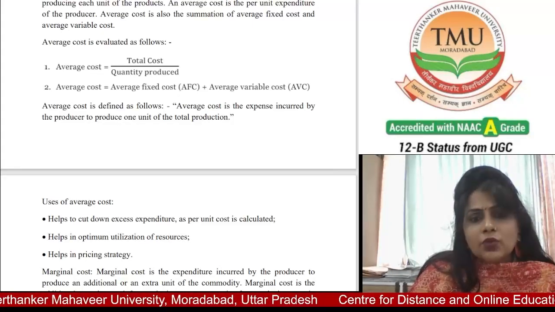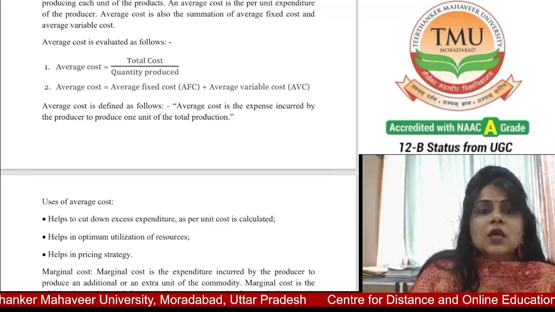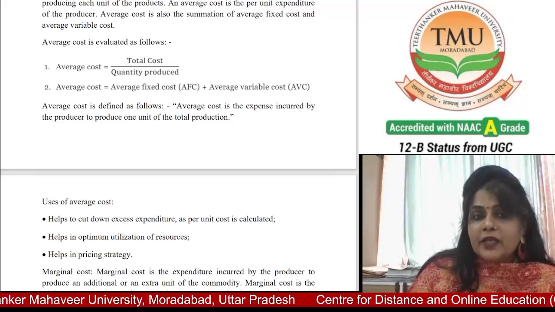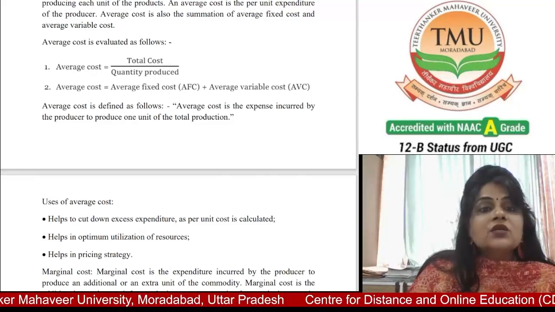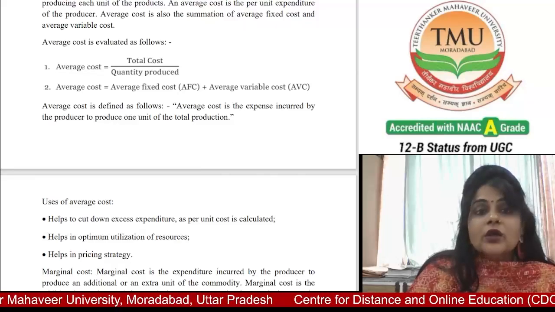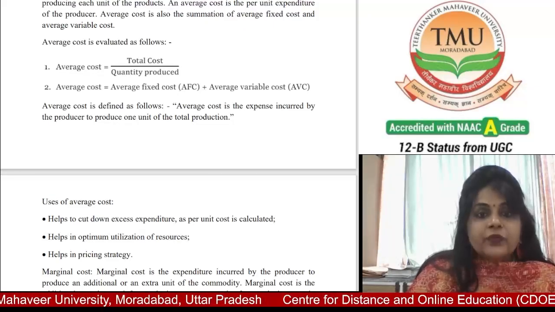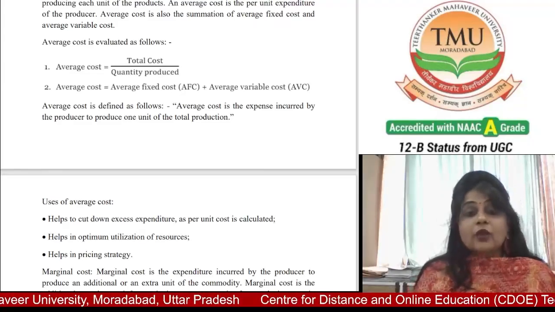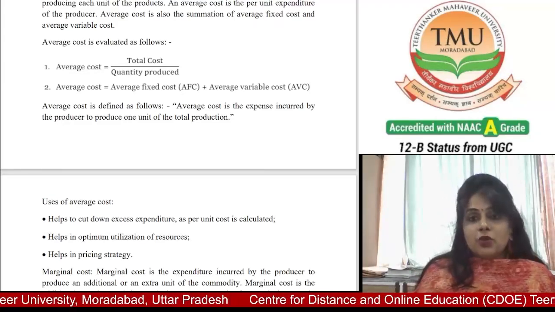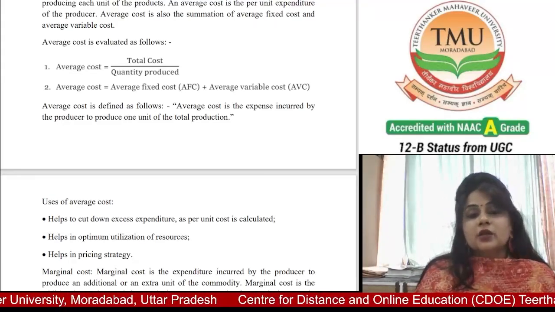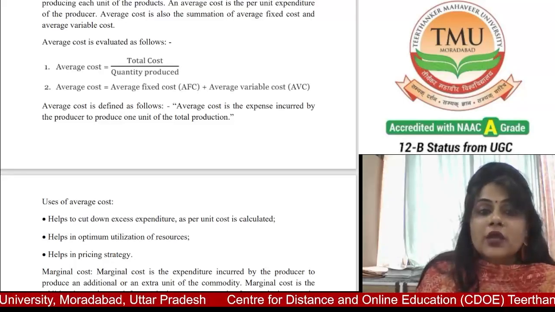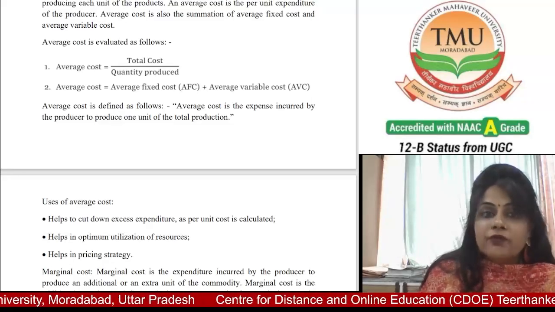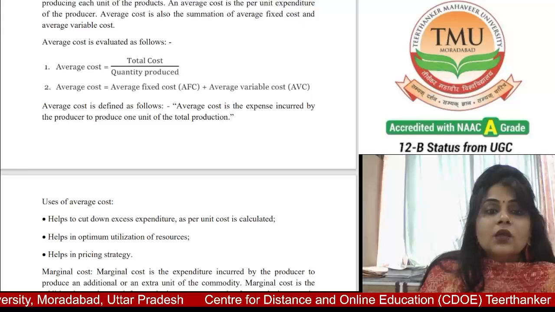In maths, we also have the term called average. The average of any given set of data is called the mean of the data. So, to calculate the average cost, the formula will be: average cost is equal to total cost of the units divided by number of units.